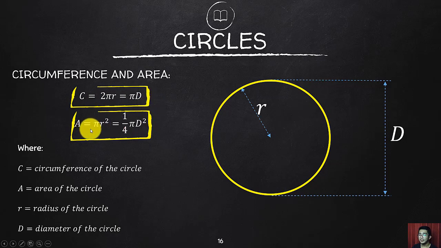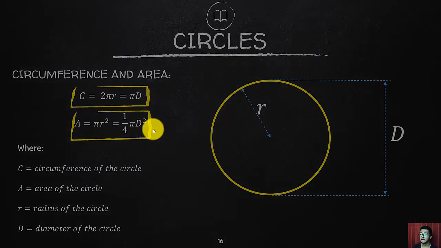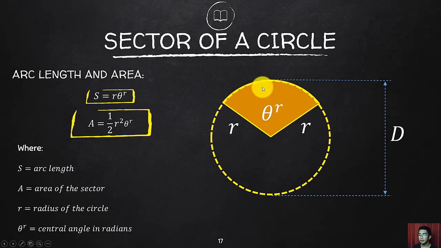The area of a circle in terms of the radius is pi r squared. In terms of the diameter, 1/4 pi d squared. So these are basic formulas. Please memorize them. Sector of a circle. A sector of a circle is somewhat an incomplete circle because the rotation was not yet 360 degrees. It's somewhat like a slice of pizza or a pie.